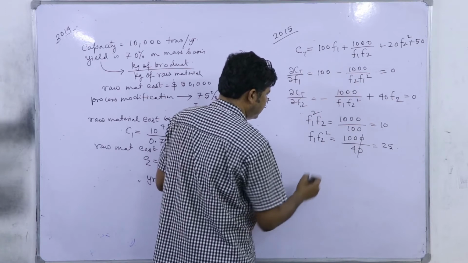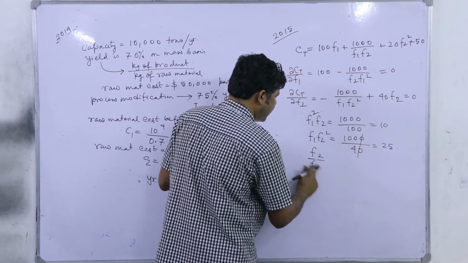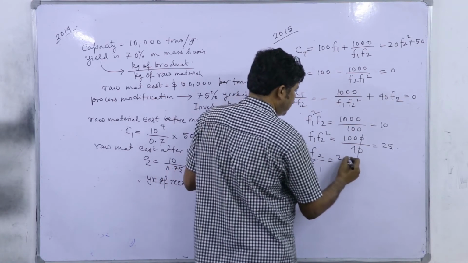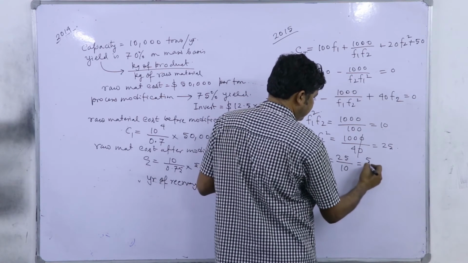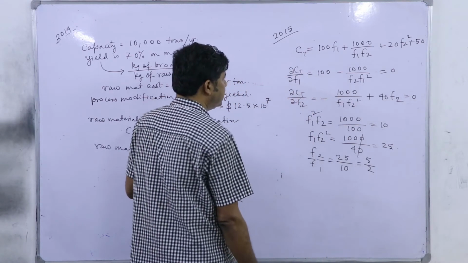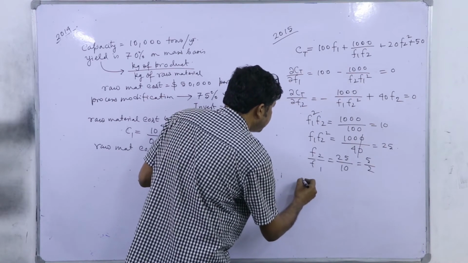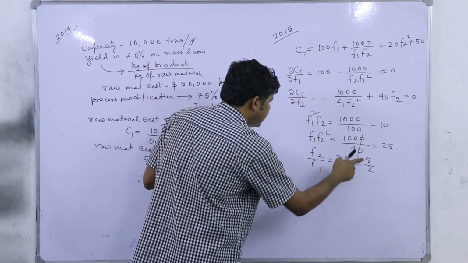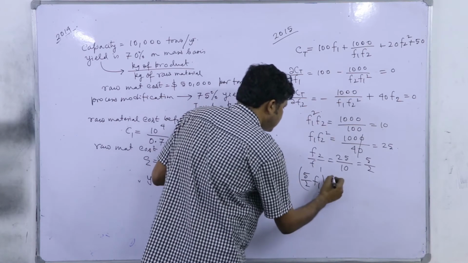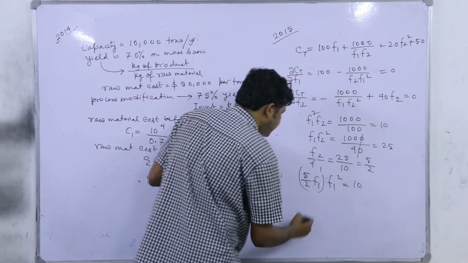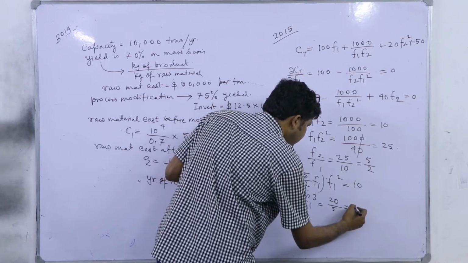So if I take the ratio F1 by F2 or F2 by F1 is 25 divided by 10, so this is 5 by 2, right. And if we substitute here that F2 is 5 by 2 F1, so 5 by 2 F1 into F1 square equal to 10, so F1 cube is equal to 20 by 5 is equal to 4.